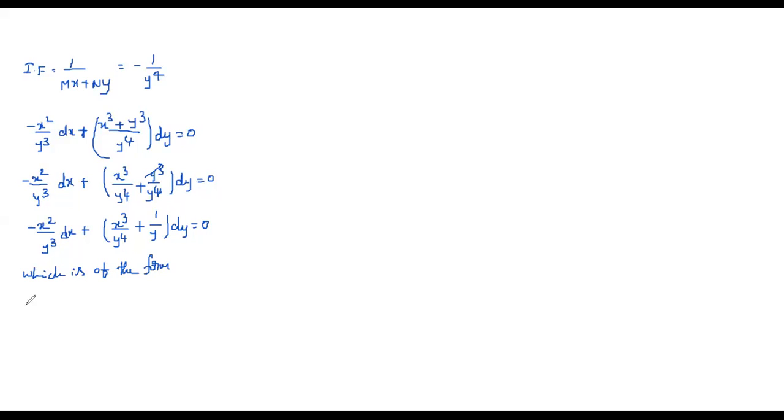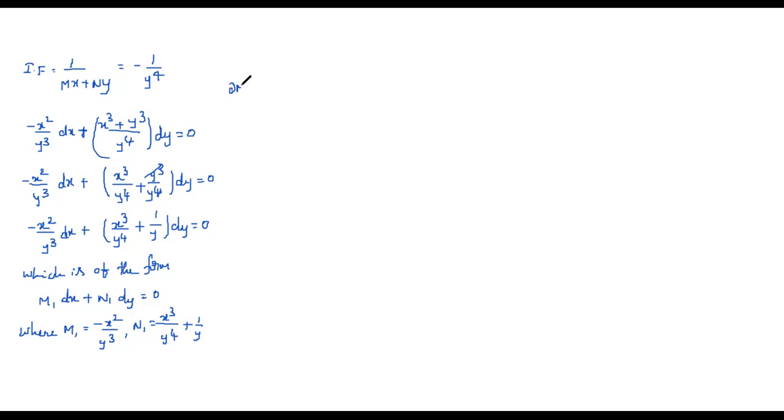So now which is of the form m1 dx plus n1 dy is equal to 0, where m1 is equal to minus x square by y cube, and n1 is equal to x cube by y power 4 plus 1 by y. Now you can check whether it is exact or not.